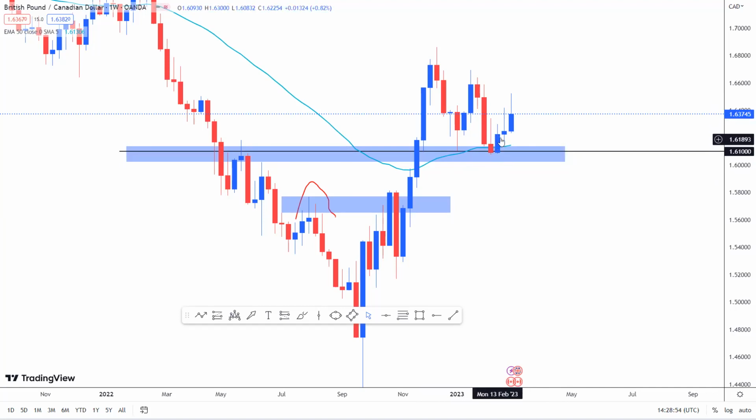After we had that nice weekly bullish engulfing candlestick, just off the 1.6000 psychological number and the 50 exponential moving average. And then this takes us down to the daily time frame.